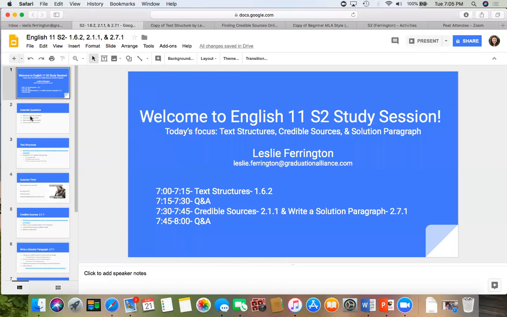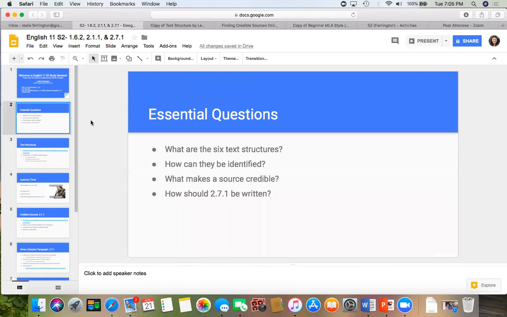So the first thing we want to talk about is the essential questions. What are we actually looking at today? The first thing we're going to look at is the 6 text structures: what are they, and how are they able to be identified. The next thing is what makes a source credible, and then we'll look at 271, which is that solution paragraph, and talk specifically about how it should be formatted and written.